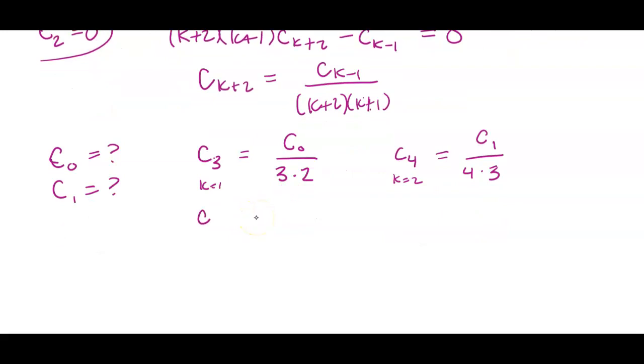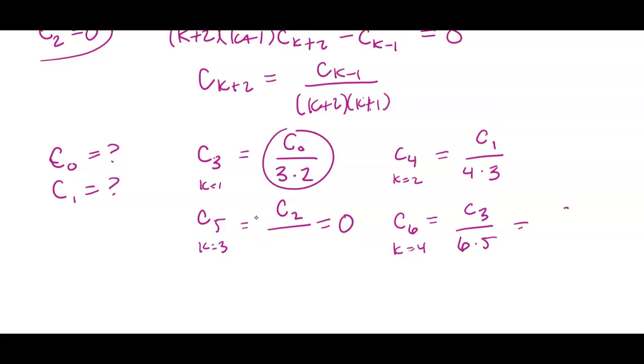All right, C5. So that means K equals 3. So that's going to be C2 over... it doesn't matter, C2 is 0, so C5 must be 0. All right, C6. So K equals 4. That means it's C3 over 6 times 5. And so that means it's going to be C0 over 6 times 5 times 3 times 2.